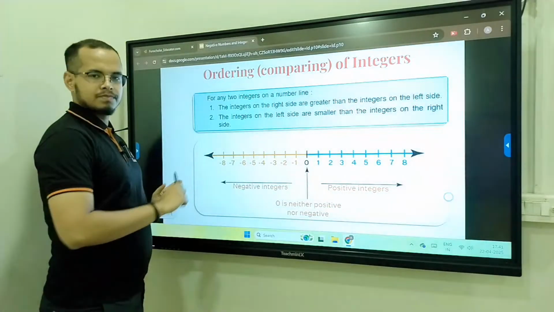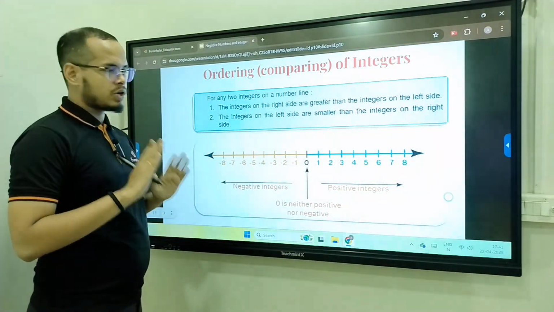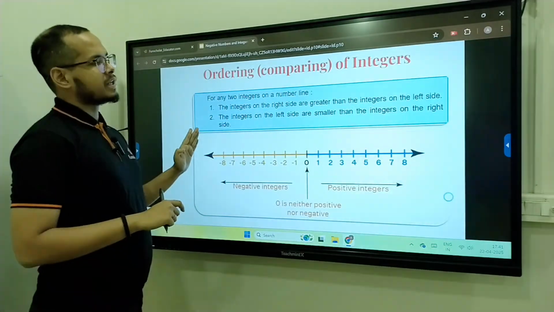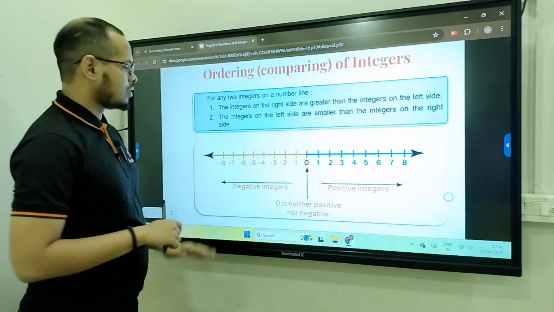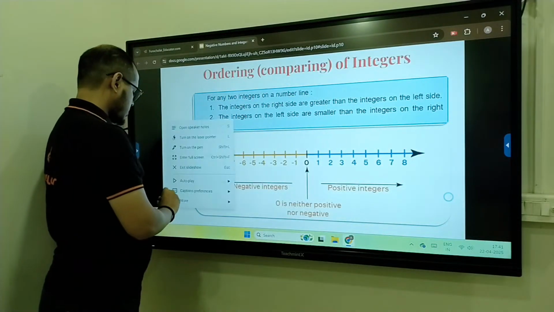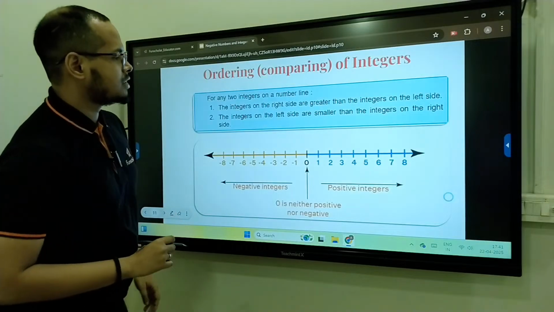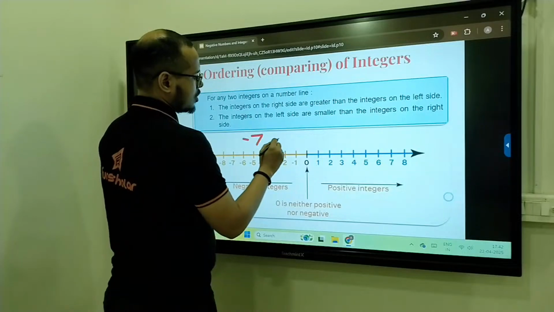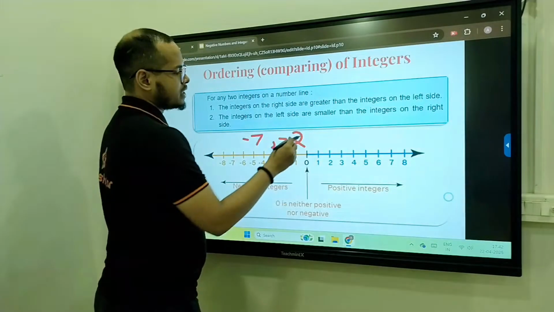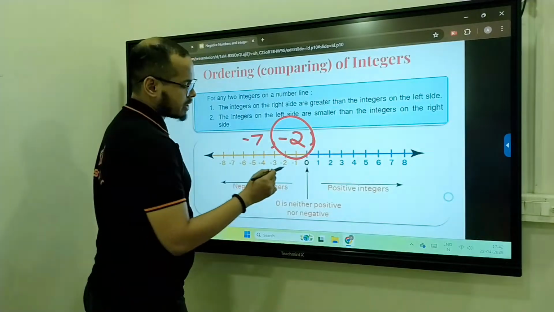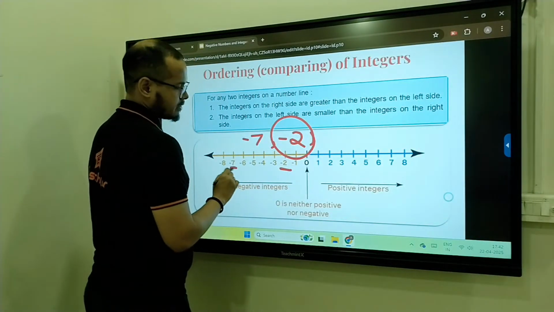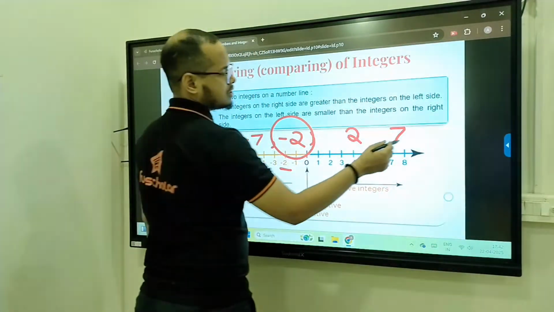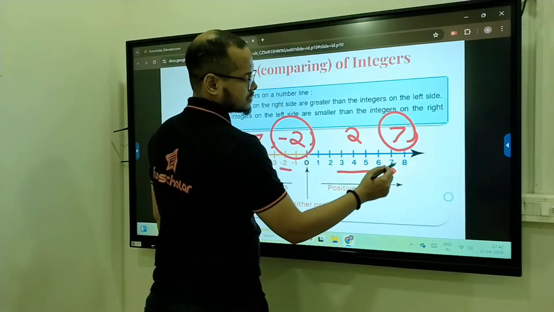Okay, so this is already done. I think now it's more or less clear everything about negative and positive integers. The integers on the right side are greater than the integers on the left side. So if I say which is greater, -7 or -2, you'll be saying, sir, -2 is greater. Why? Because -2 falls on the right side of -7. But if I say 2 or 7, which is greater, then you will say, sir, 7. Why? Right hand side, 7.